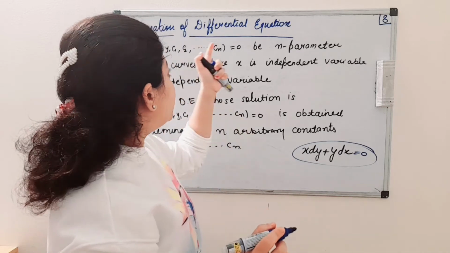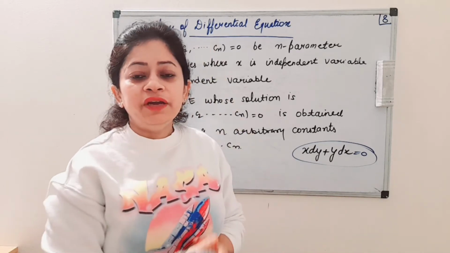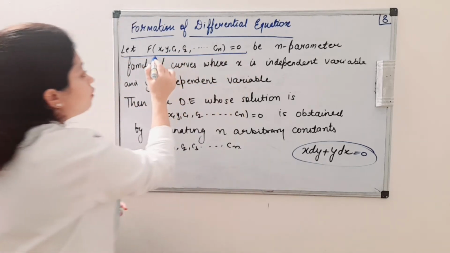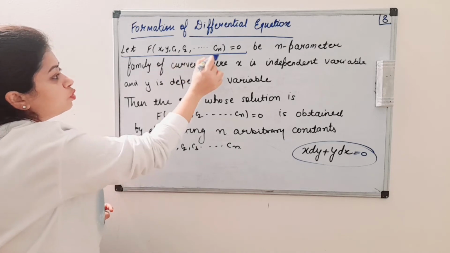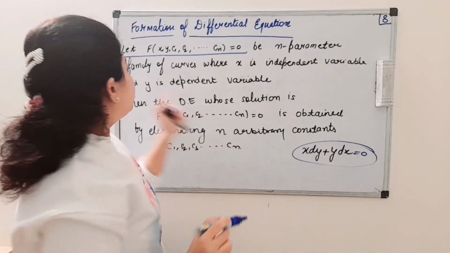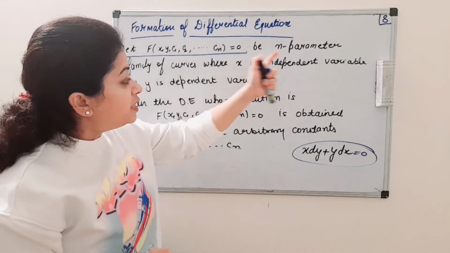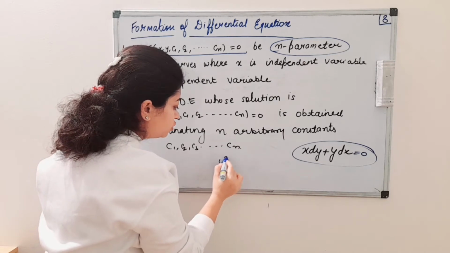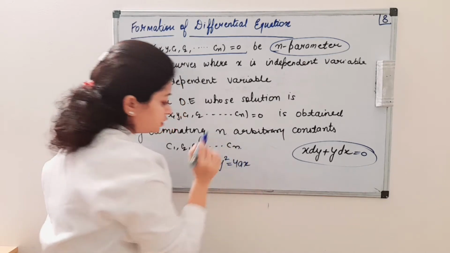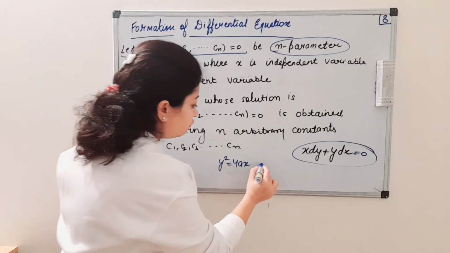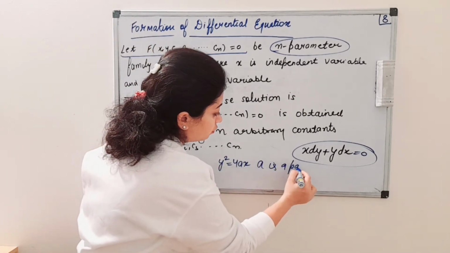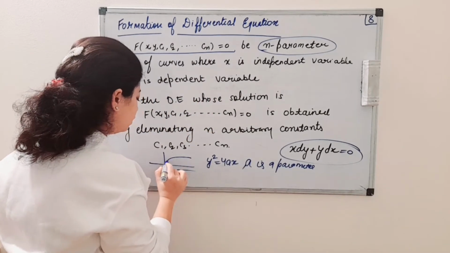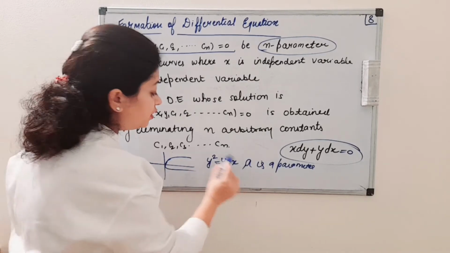Now this is the topic: how do we form a differential equation? Suppose they are saying let f of x, y, c1, c2 up to cn equal to 0 be an n parameter family of curves. What is an n parameter? Suppose we have an equation y square is equal to 4ax where a can be changed. So we will say a is a parameter. Like this is a parabola here, where a is a parameter, a can be changed.